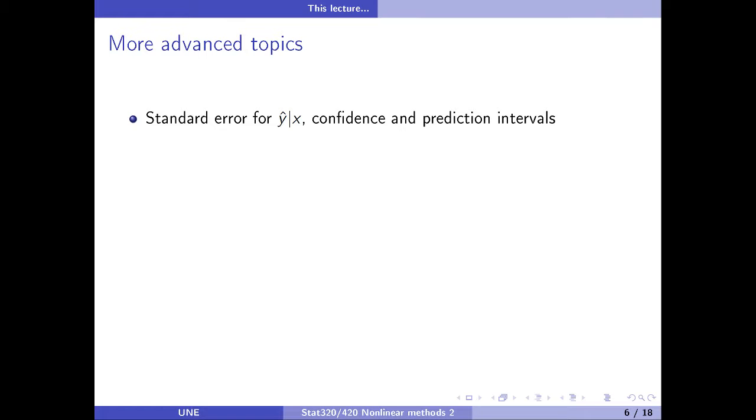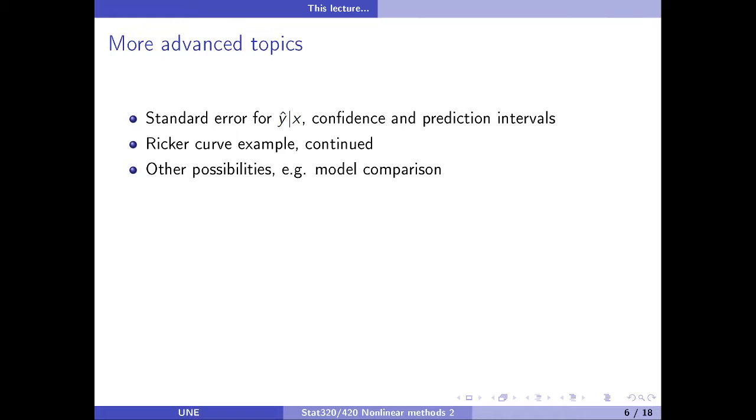This time we're going to be looking at some more advanced topics. So we're looking at calculating the standard error for y hat given x, and confidence and prediction intervals. We're going to implement confidence and prediction intervals on the Ricker curve example. And then we'll talk a little bit about model comparison and some other possibilities. Most of the hard work is going to revolve around this standard error for y hat given x. Once we do that, everything else isn't too bad.